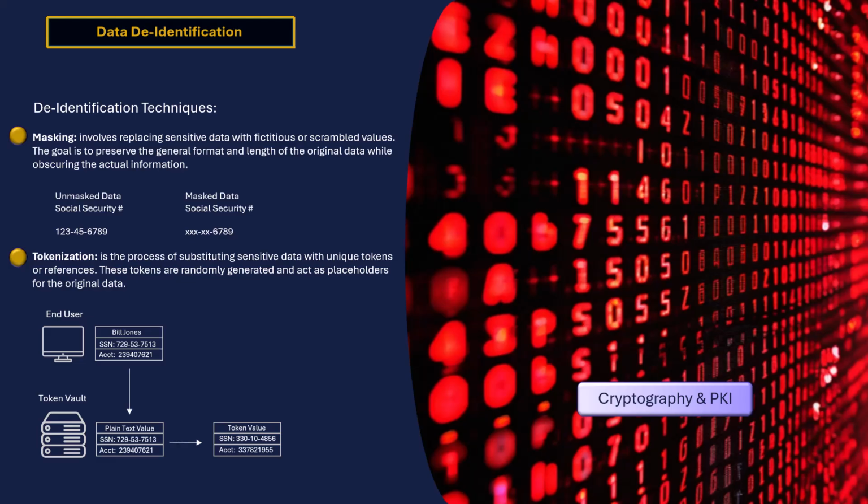These tokens are randomly generated and act as placeholders for the original data. The actual sensitive information is securely stored and associated with the corresponding token in a separate system. Once tokens are generated, they replace the original sensitive data in the system. That means that, for example, a credit card number would be replaced with a random token while the original number is securely stored in a separate location. Tokenization allows for data processing and analysis without exposing the original sensitive data, enhancing privacy and security.